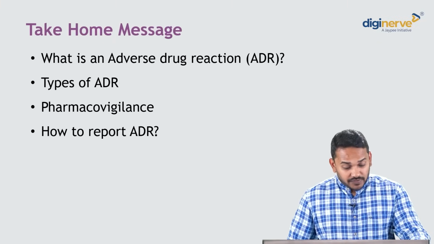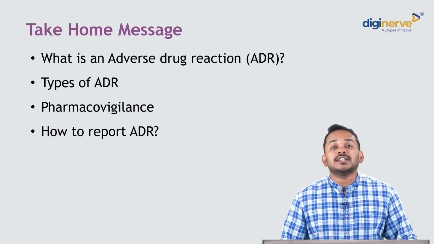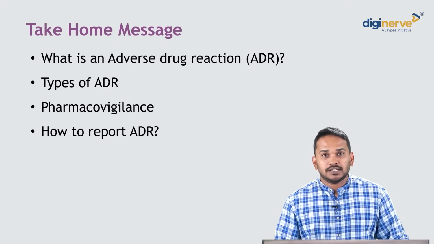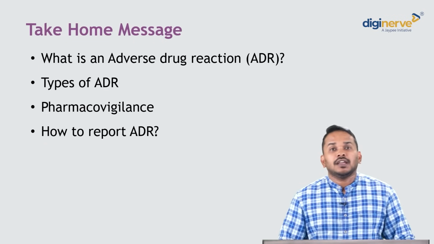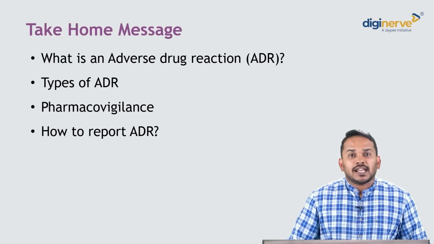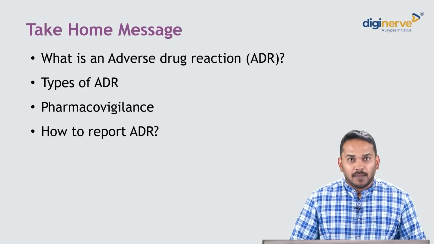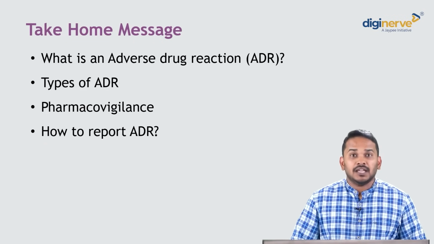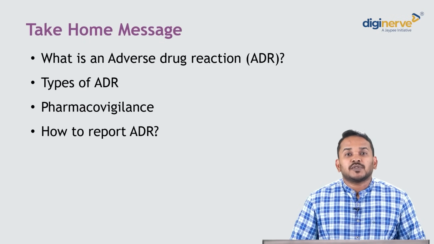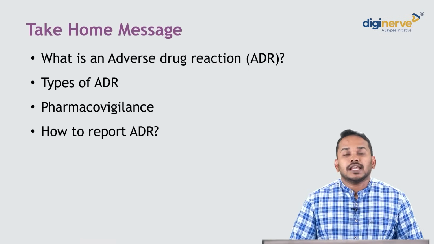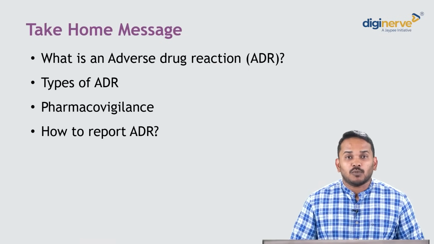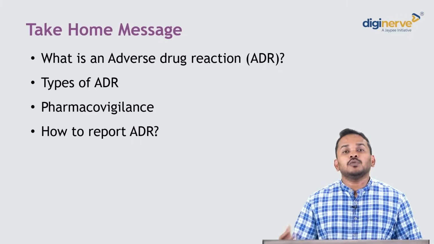So, to summarize, an adverse drug reaction is any unintended effect that occurs with the treatment, and there are many different types of adverse drug reactions, and the monitoring of adverse drug reactions is called pharmacovigilance. And to report an adverse drug reaction, there is an application, ADR PvPI, or you can download the forms from the CDSCO website, fill in the details and send to the nearest ADR monitoring center. From there it will be sent to Ghaziabad.